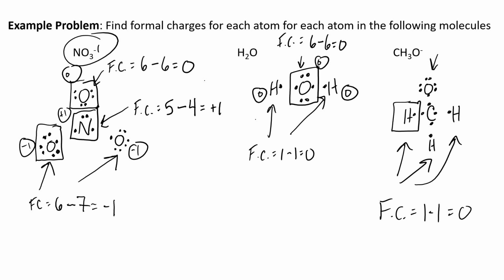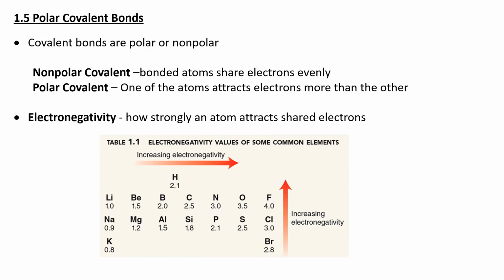If we look at the oxygen, the formal charge is group 6 minus what oxygen owns: 2, 4, 6, 7, so minus 1. And for a carbon, the formal charge is going to equal group 4 minus, it owns 4, that equals 0.